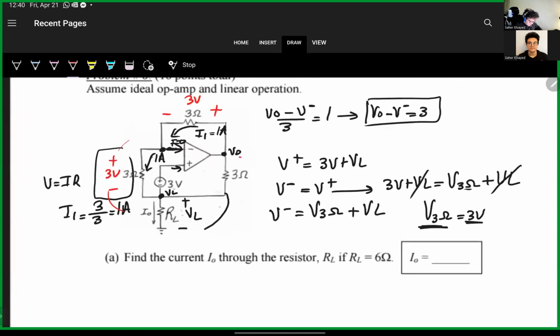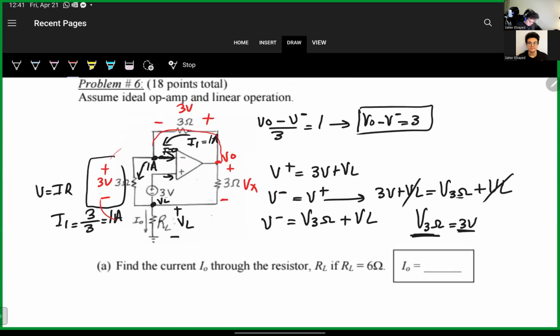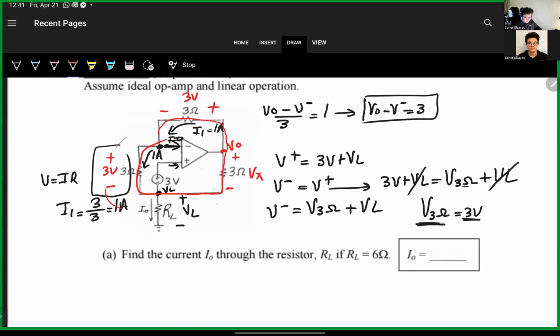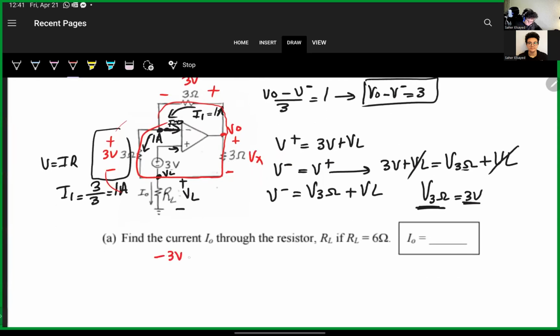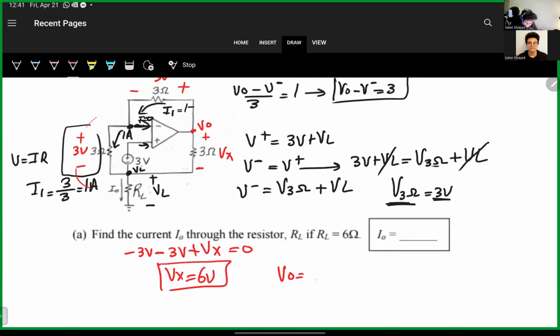Now, this is V out, but let's call this another voltage here Vx. We can do a KVL going this way, right? So negative 3 volt minus 3 volt plus Vx is equal to 0. What is Vx? Vx is 6 volt, right? So we know now that the voltage across here is 6 volt. So V out is 6 volt plus VL. Okay, good.